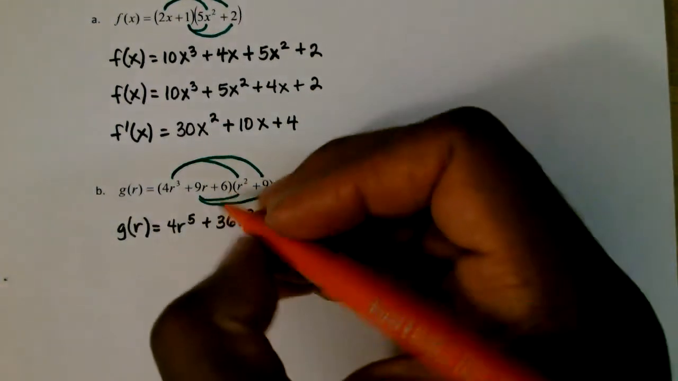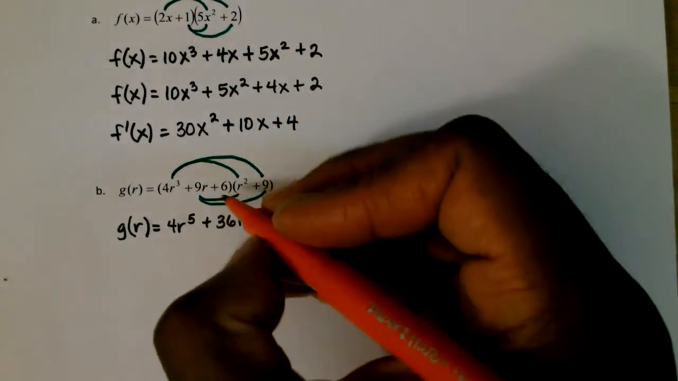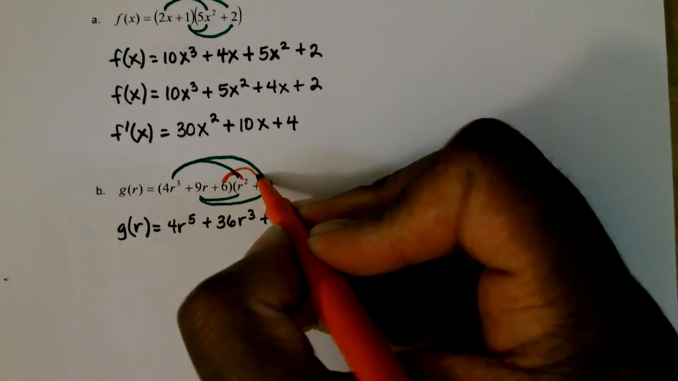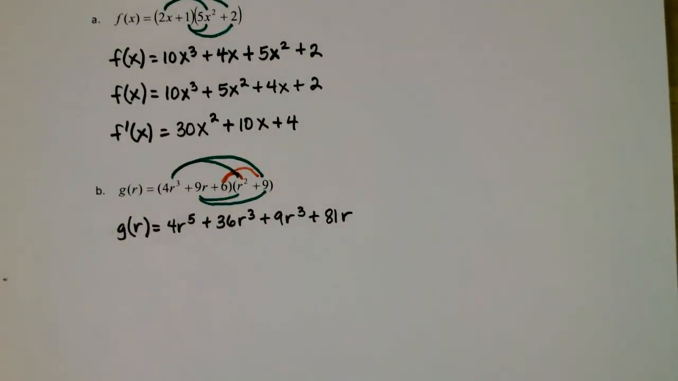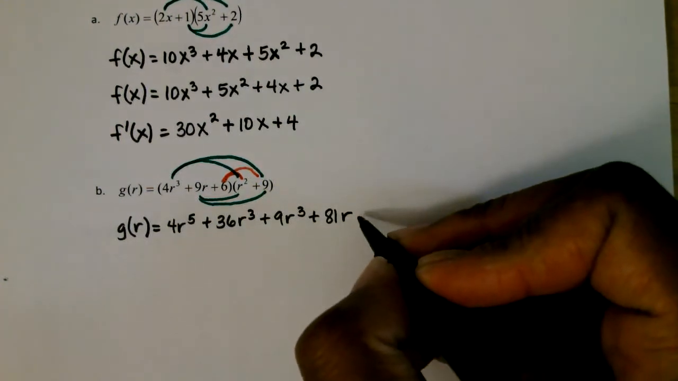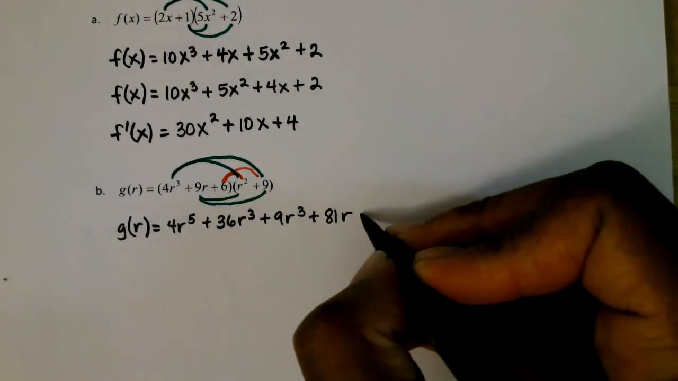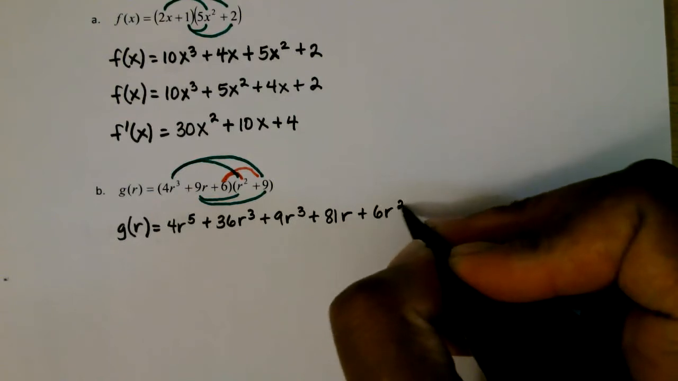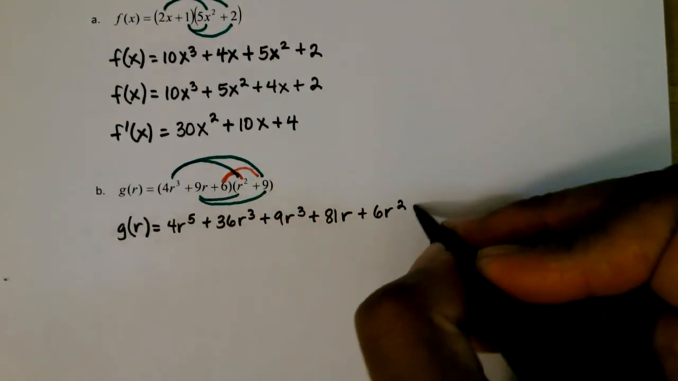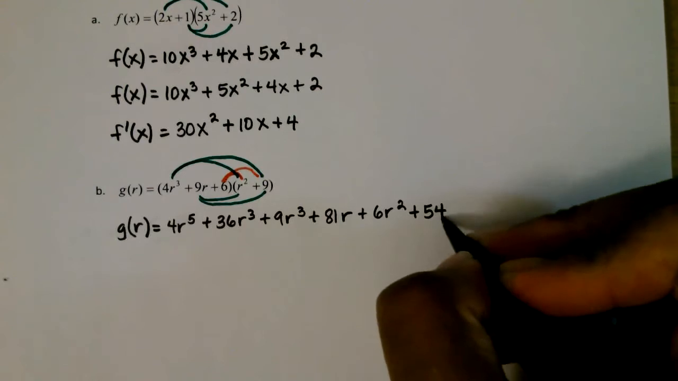I need to use a different color here. Let's see, I need to multiply 6 times r squared and then 6 times 9. Well, 6 times the r squared will be 6r squared. And then 6 times 9 will be 54.